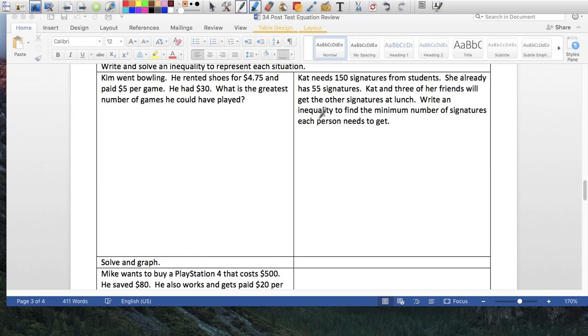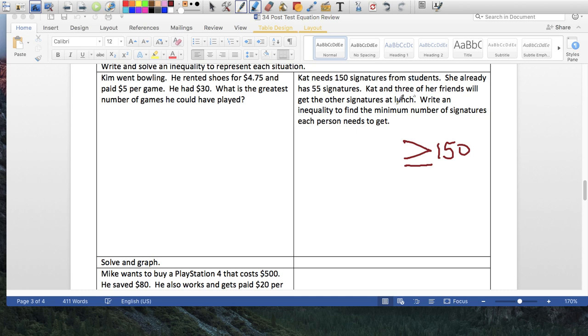Cat needs 150 signatures from students. She already has 55 students. Cat and 3 friends will get the other signatures at lunch. Write an inequality to find the minimum number of signatures each person needs to get. So, we need to get signatures from students. Our signatures have to be greater than or equal to 150, right?